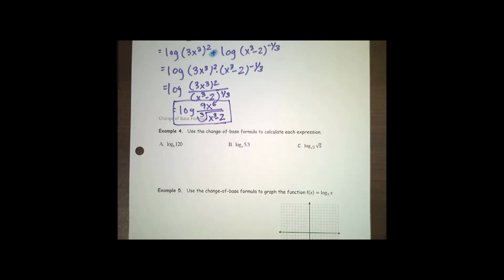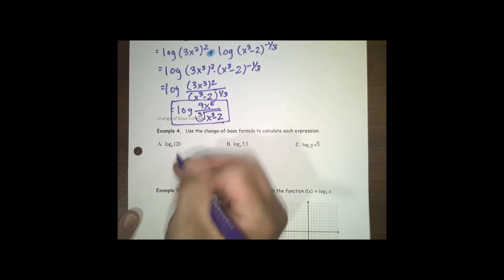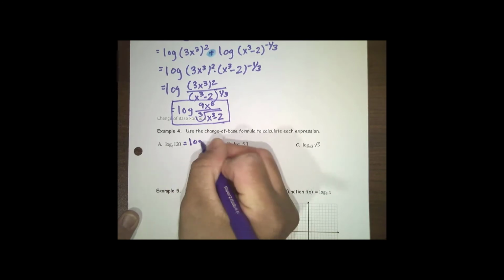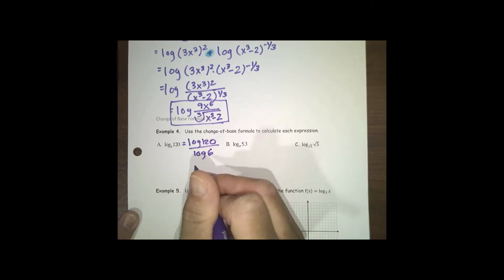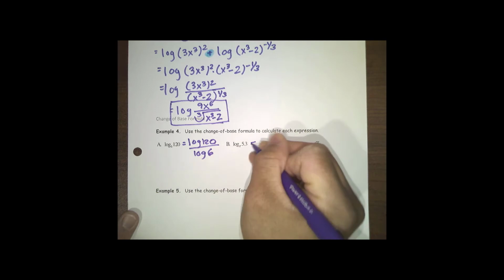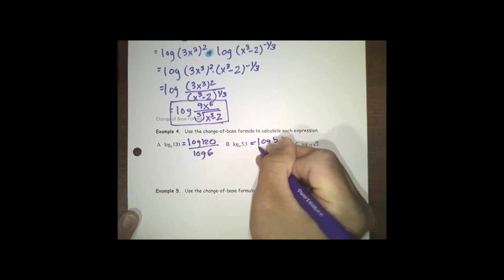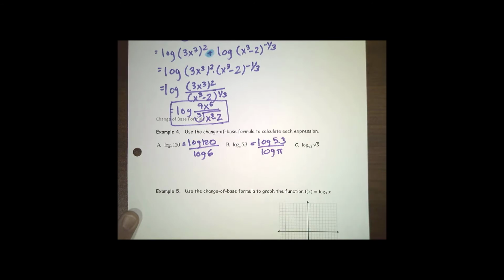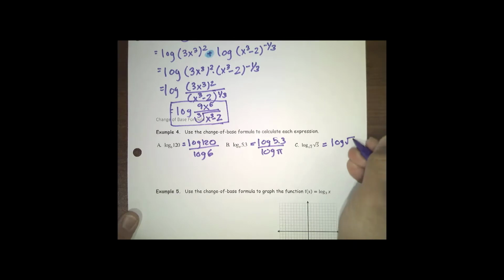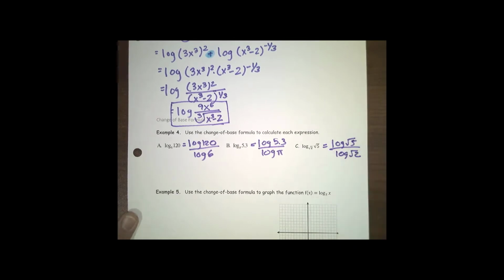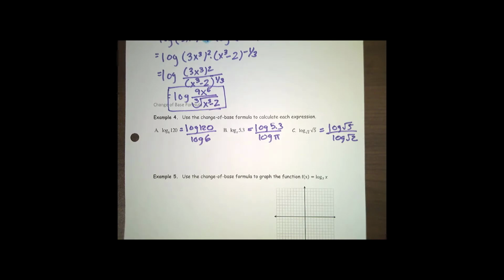All right, so the next couple of problems here are just using the change of base formula, which we did in the previous section. Just briefly, for the first one, you would rewrite it as log 120 over log 6 so that you could use a calculator to figure this out. Or this one, log of 5.3 over log of pi. Or the third one, log square root of 5 over log square root of 2.